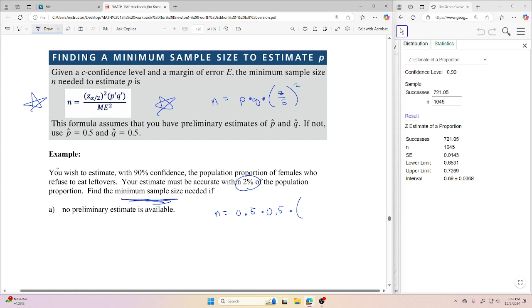And then I need a Z for all this stuff. And then it says within 2%. So what I'm lacking is that Z right there. Are y'all okay so far with plugging it into the formula? 50-50 is 2.2. So we're lacking a Z.